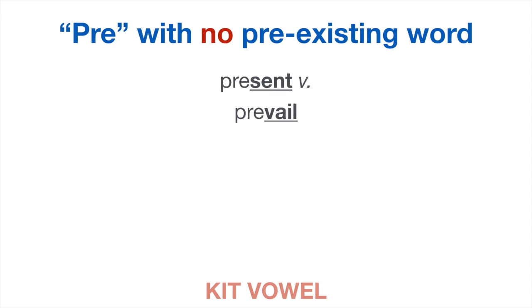prevail, prevent, presume. It's a really short vowel. It's very weak, isn't it? But it is an I vowel, presume.